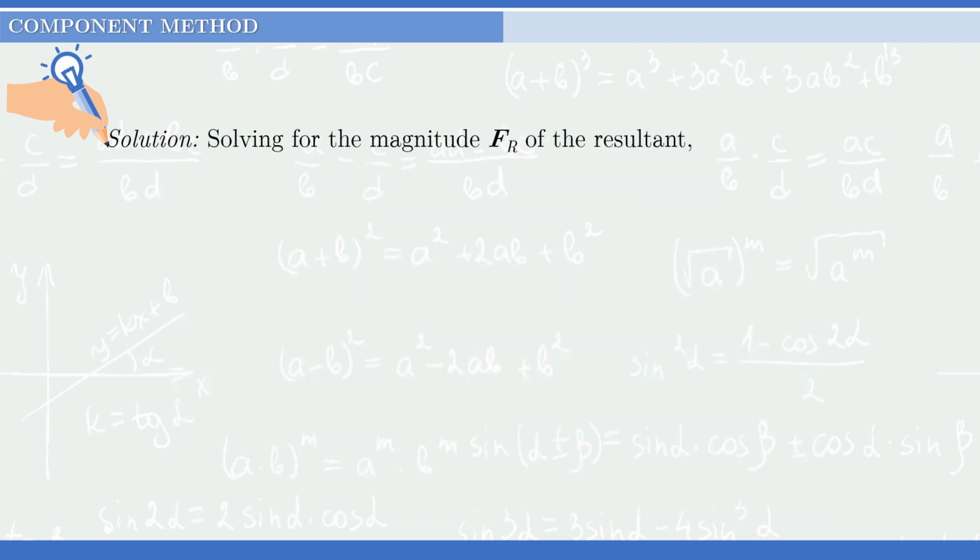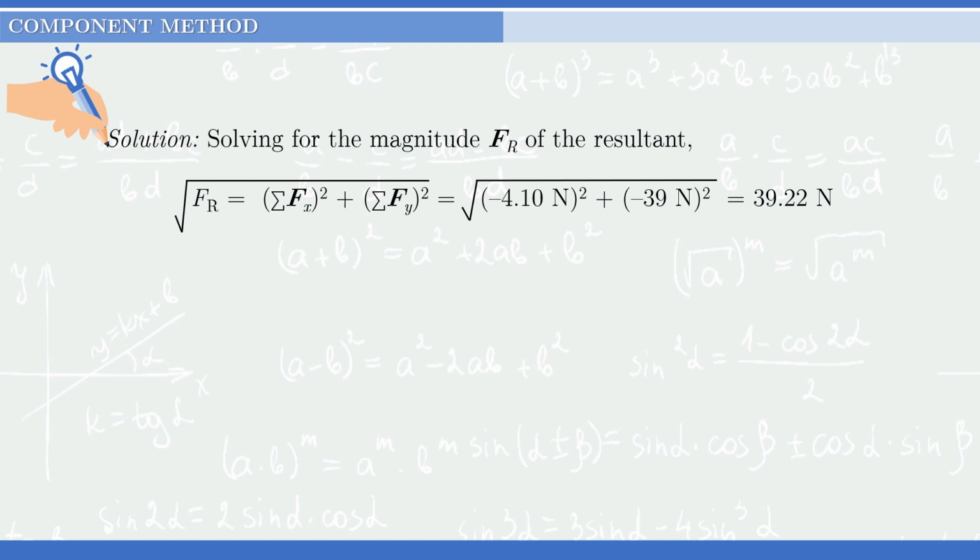And to solve for the magnitude F sub r of the resultant, we follow the third step using the Pythagorean theorem. We have F sub r equal to the square root of the summation of F sub x squared plus the summation of F sub y squared, which is equal to the square root of negative 4.10 Newton squared plus negative 39 Newton squared, which is equal to 39.2200 Newton.